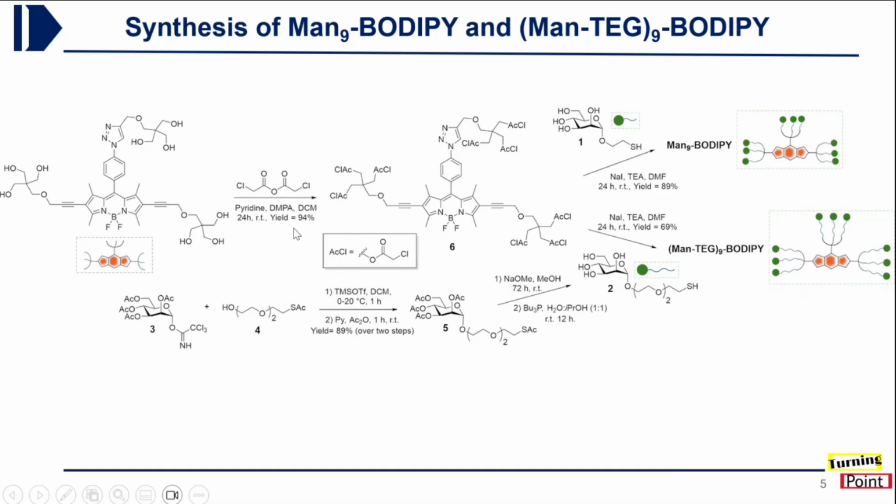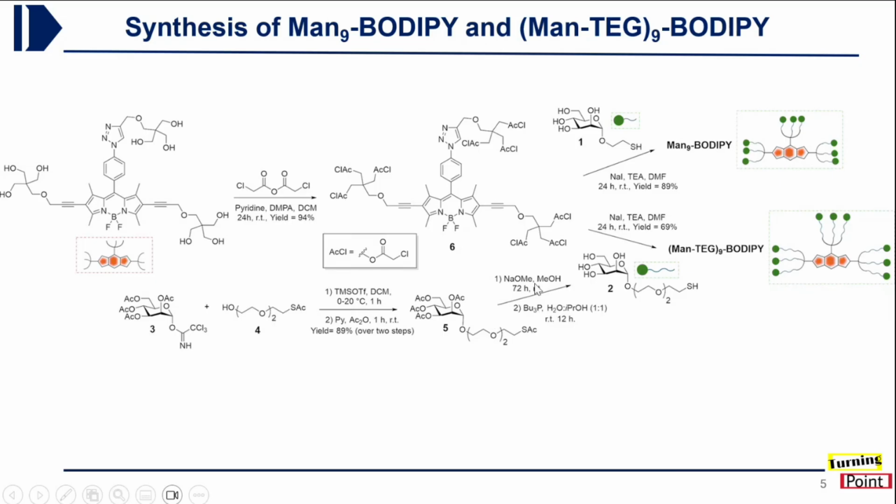And in the second case, man tetraethylene glycol BODIPY, they used the mannose trichloroacetimidate donor, and they did the glycosylation reaction with compound 4, which has the tetraethylene glycol moiety, and on one side there is a thioacetate. They did the glycosylation reaction first. Then, after that, in the presence of pyridine and acetic anhydride, they got compound 5.